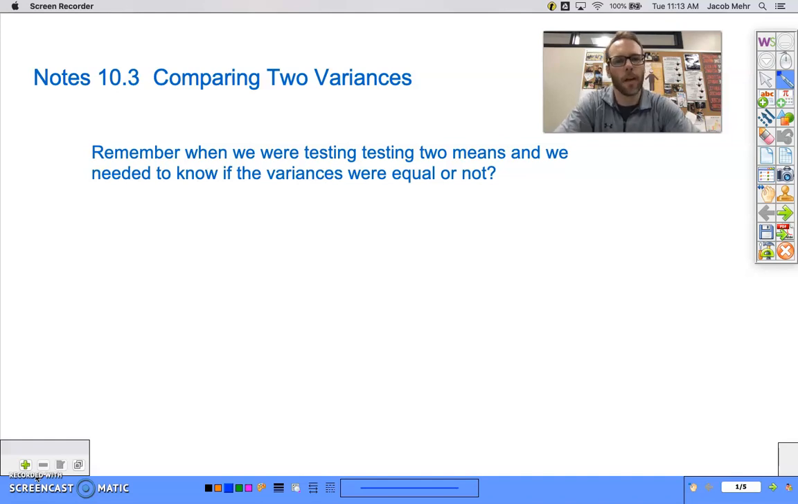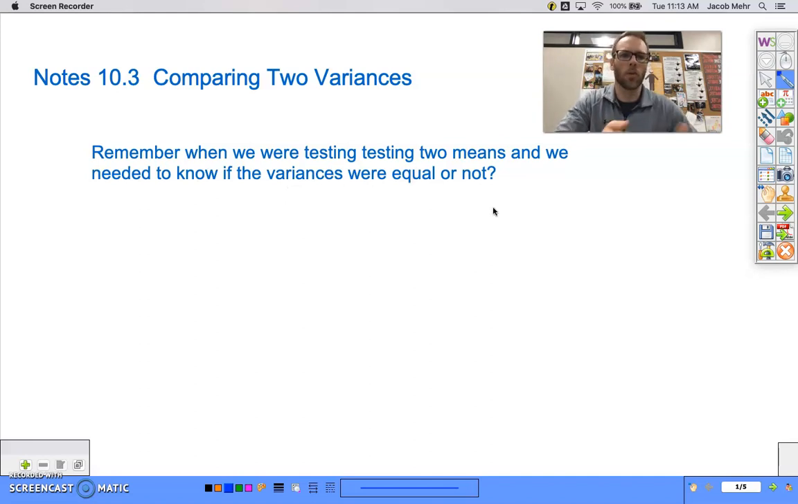All right, hi folks. Today we're going to look at a new skill, a new test. Before we get into that, I want to remind you about something we've done in the past. Do you remember back when we were doing t-tests for population means, and we had to ask this question: are the population variances equal or are they not equal?